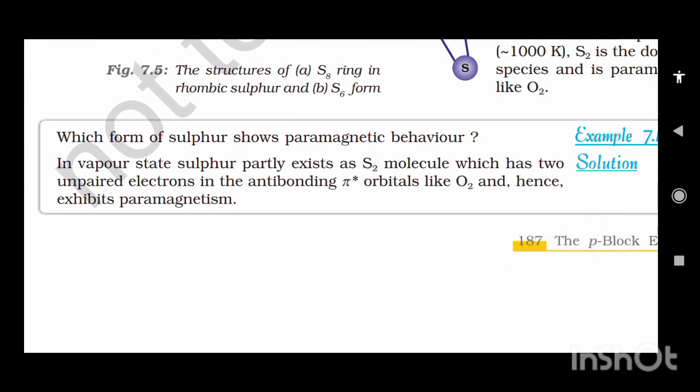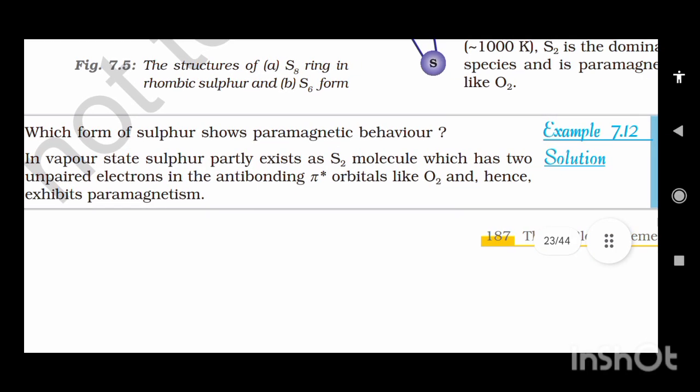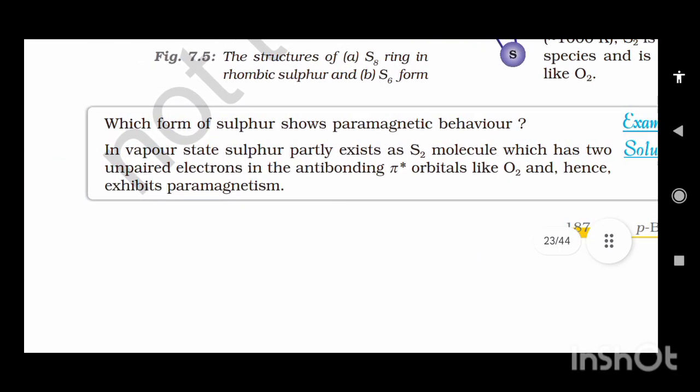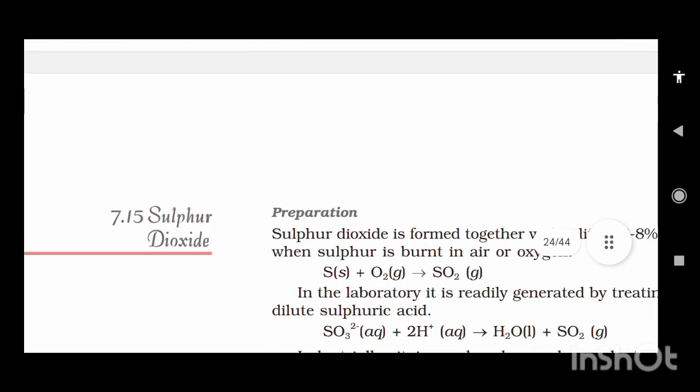Which form of sulfur shows paramagnetic behavior? In the vapor state, sulfur partially exists as S2 molecules, which have two unpaired electrons in the antibonding orbitals like O2 and hence exhibit paramagnetism.